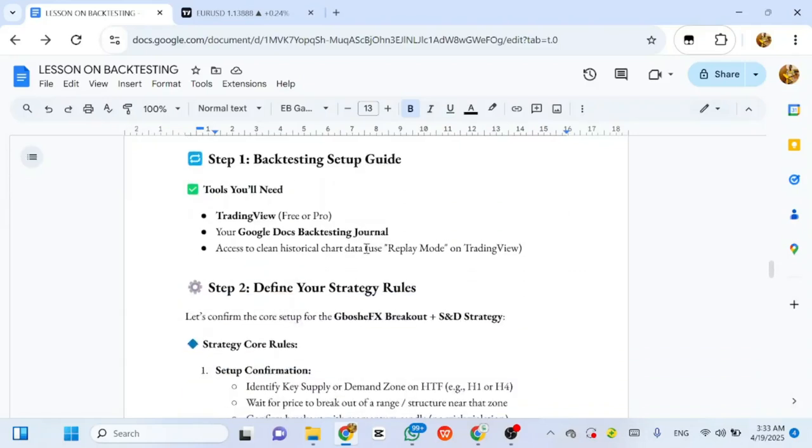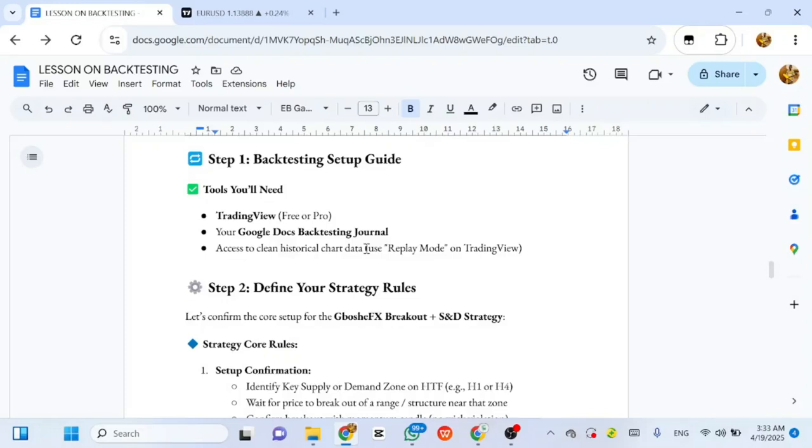First of all, before you backtest, you need to have these tools in place. You need to have TradingView, you need to have a Google Doc, or a WPS document. Just create a kind of journal or a notepad, your pen, your notebook, or any one is okay. After having that, what do you need to do? As a trader, you must have learned a particular strategy, or maybe you have watched my videos and seen me use some strategies, and maybe you are trying to implement that in your trading.